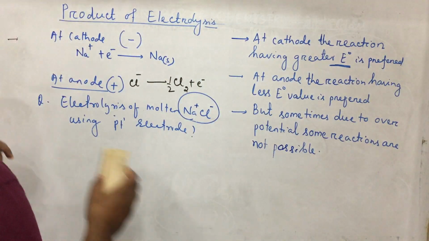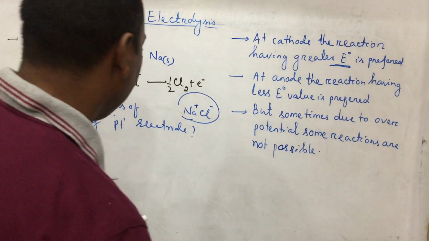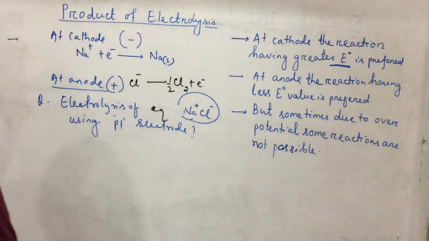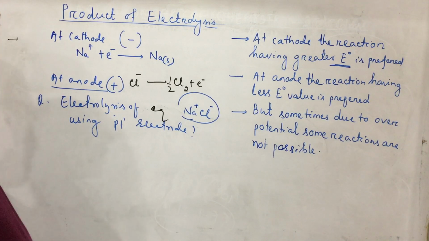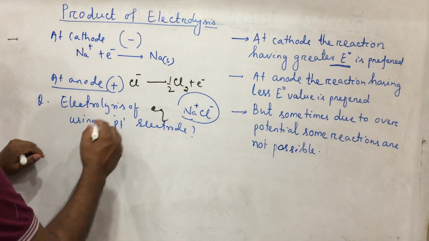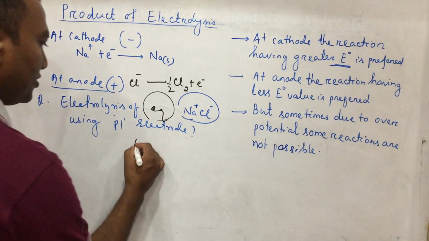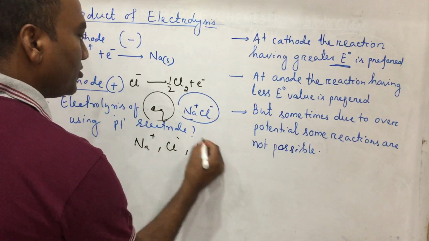Similarly, come to another question now. Electrolysis of, in place of molten, I'll write aqueous NaCl. Electrolysis of aqueous NaCl using platinum electrode. Now see, when you are taking aqueous NaCl, Na plus and Cl minus ions are present and water is also present.